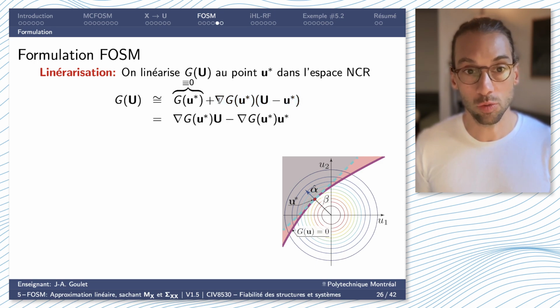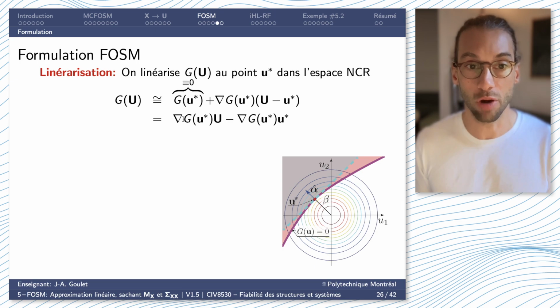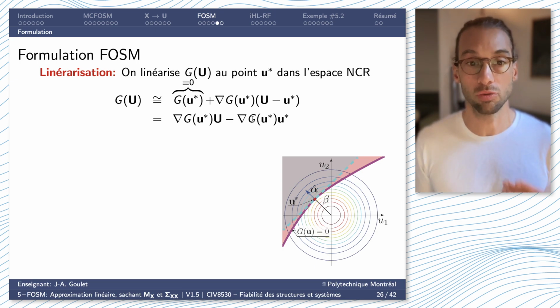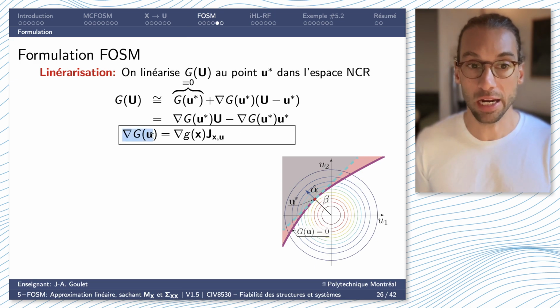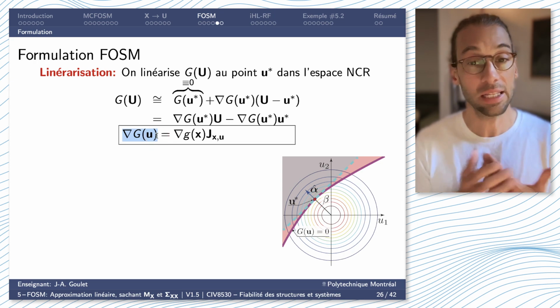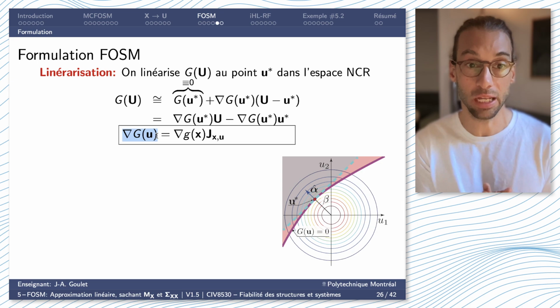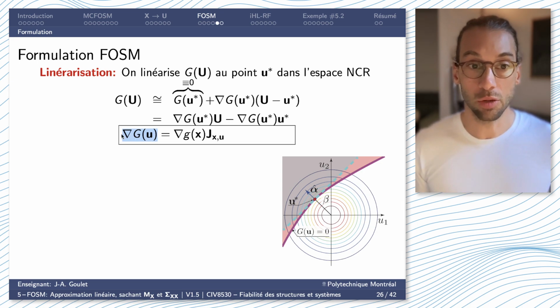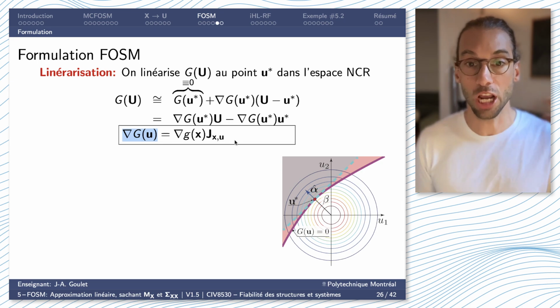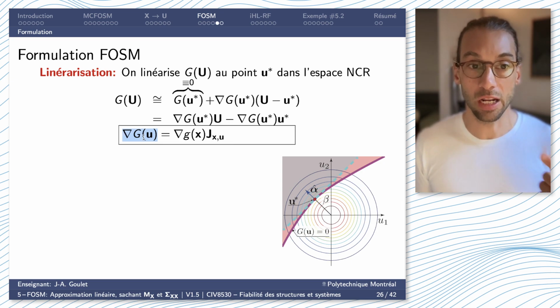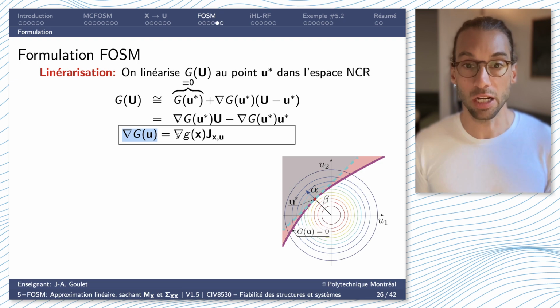If I distribute the gradient inside the parentheses, I'm going to have the gradient times my random variable U, minus the gradient times U star. How do I obtain the gradient of G of U? I have access to the gradient of G of X, but how do I obtain it? The gradient of G of U is the derivative of G with respect to U. So dG/dU is dG/dX times dX/dU. By using the chain rule, I can obtain the gradient of G with respect to U as the gradient of G with respect to X times the derivative of X with respect to U.